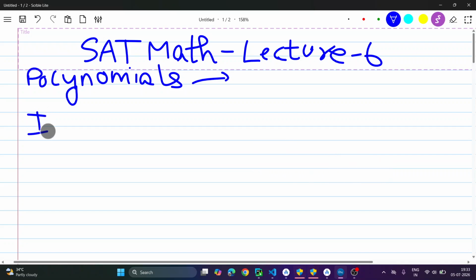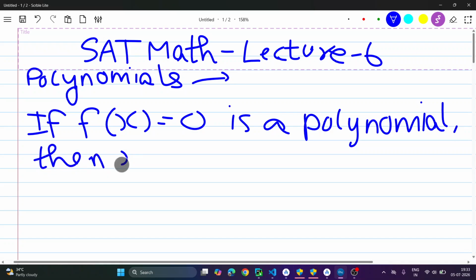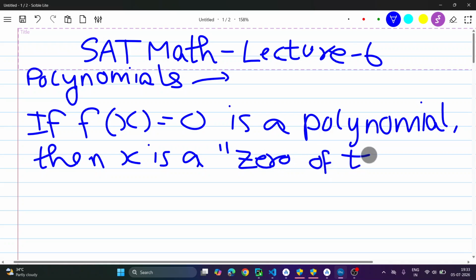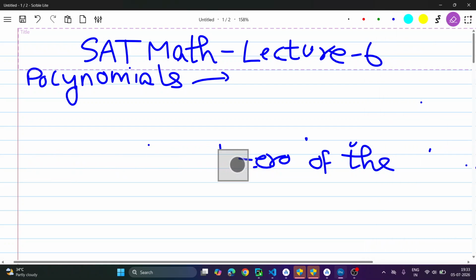See, if f of x equals 0 is a polynomial, then x is a 0 of the polynomial. Okay, so now this is the definition. So how to find the 0? Let's see two examples.